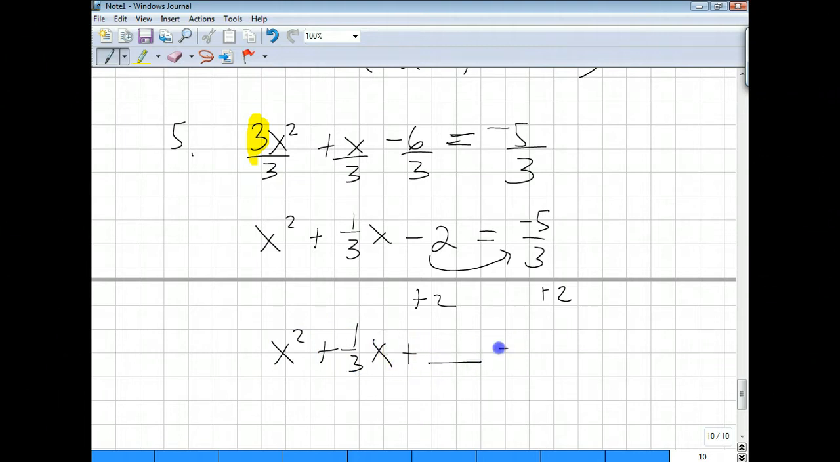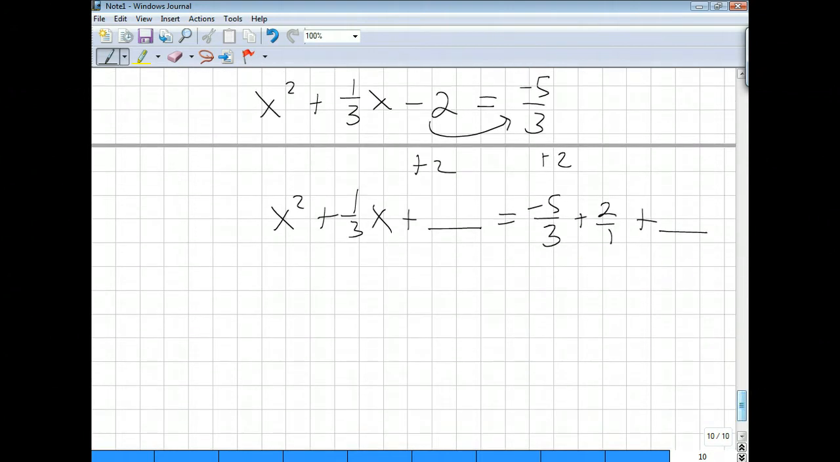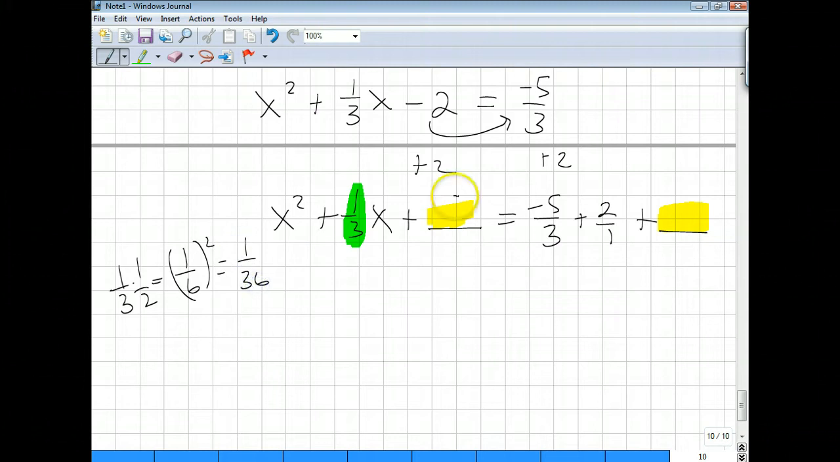And I'm going to add something here. I have negative 5/3 plus 2 over 1 plus something else. Okay, so what is it that we're going to add here and here? Where does it come from? It comes from this. So we take that, multiply it by a half, that gives us 1/6. Square that, gives us 1 over 36. So I'm going to add a 1 over 36 and a 1 over 36.